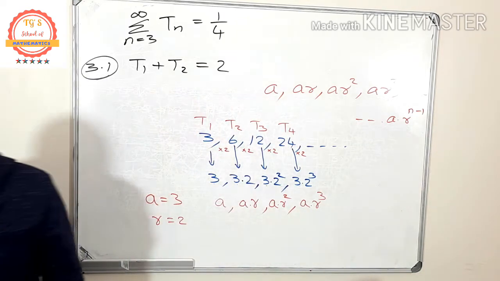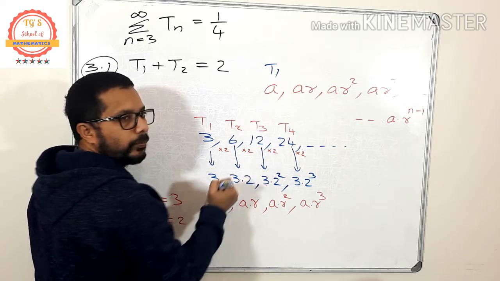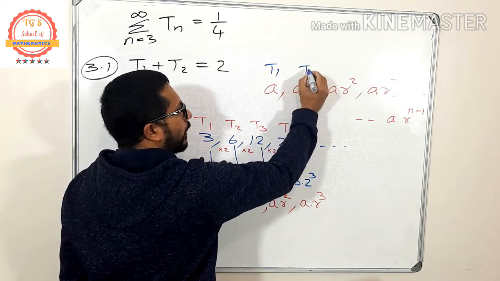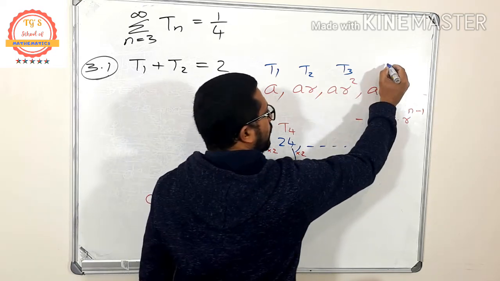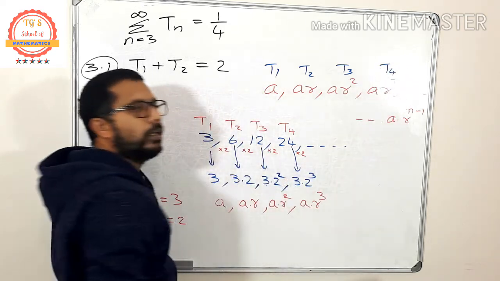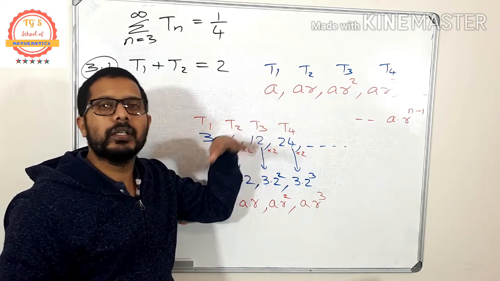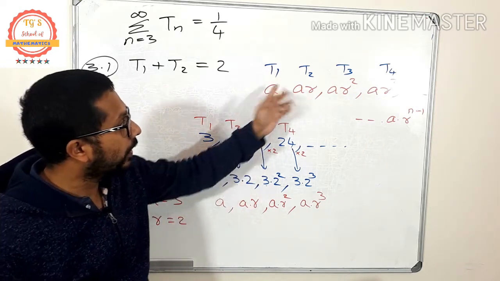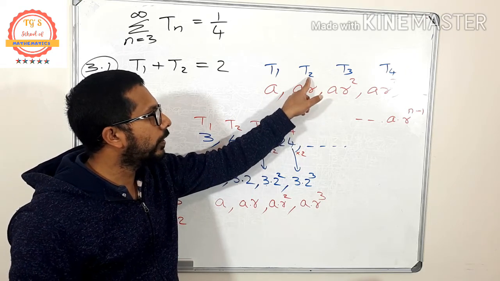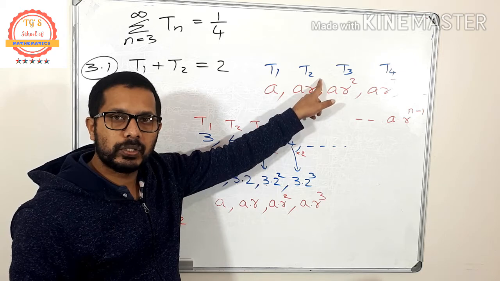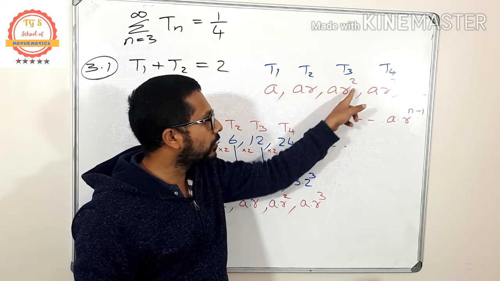Listen once more. What is this one? First term. What is this one? Second term. Third term. Fourth term. So it's very easy to understand. First term is itself A, of course. Second term is A times R raised to 1. Third term is A times R raised to 2.